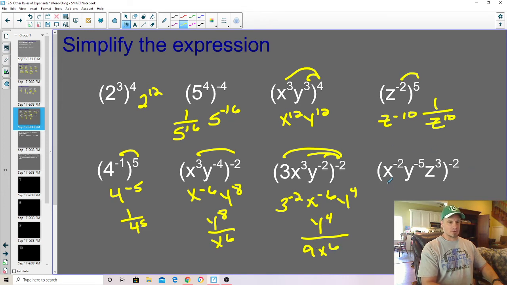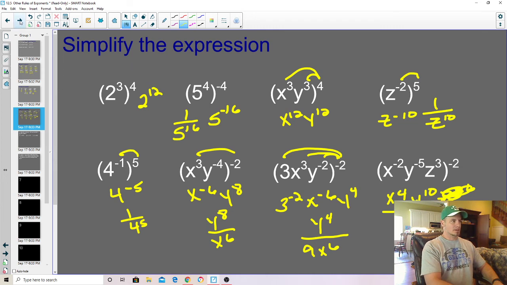Okay, here, distribute. I get x4, y10, z negative 6. Again, I'm just multiplying these powers together. Well, the only one that has an issue is this one. So if I just take it and move it to the bottom, I'm good. So it's x4, y10 over z6.